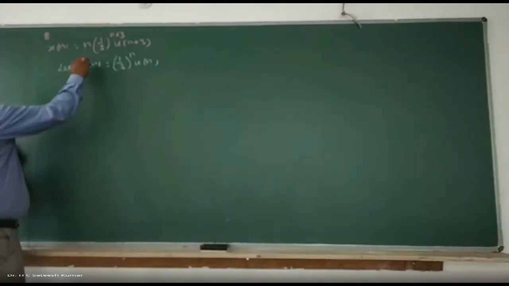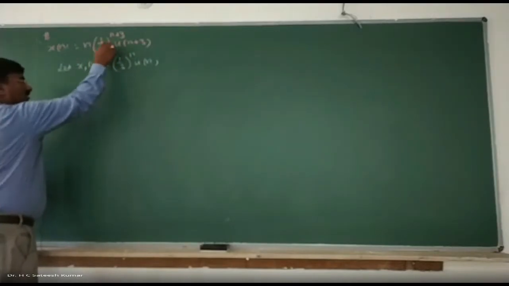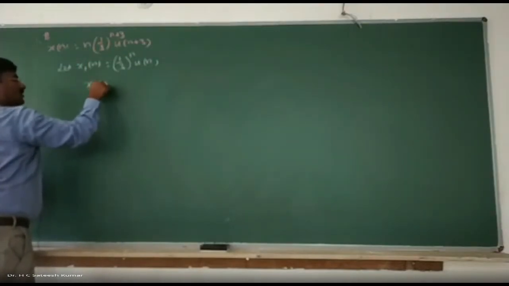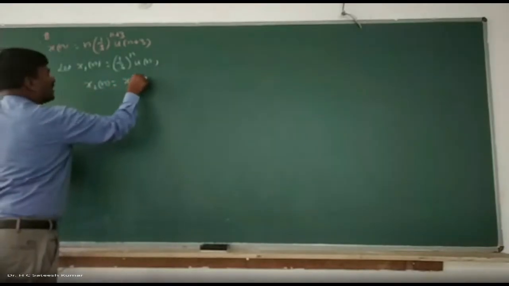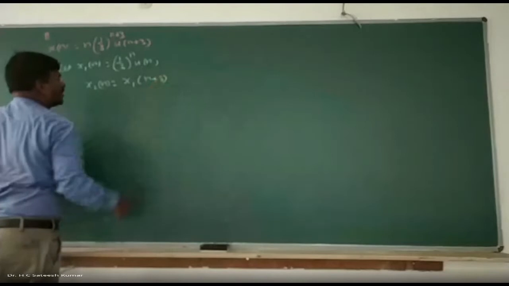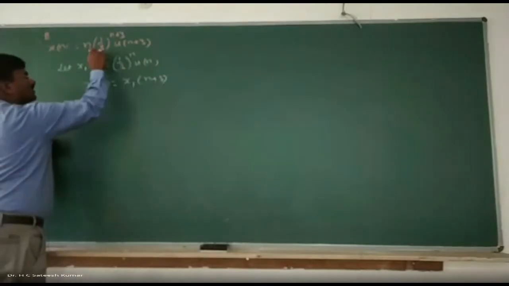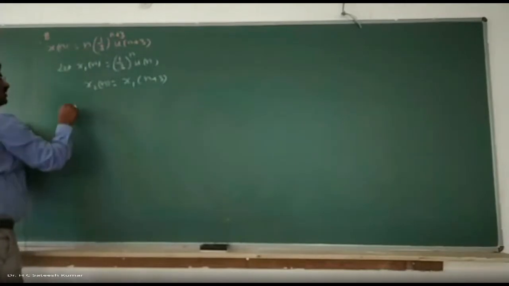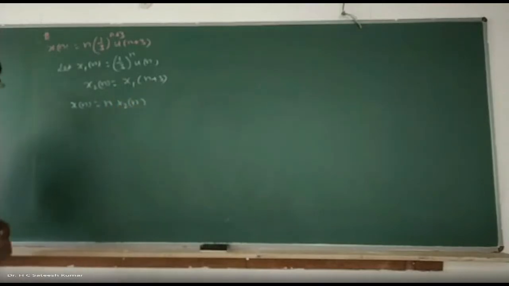So what you should do is, first you take only 1 by 3 power n into u of n, then x2 of n is equal to x1 of n plus 3. So what is that you got? x1 of n plus 3 means 1 by 3 to the power of n plus 3 into u of n plus 3, this part you got it. Next you will have to multiply this one. To get the x of n, multiply the x2 of n by n. That's it. Once you get this one, rest and all is very simple.